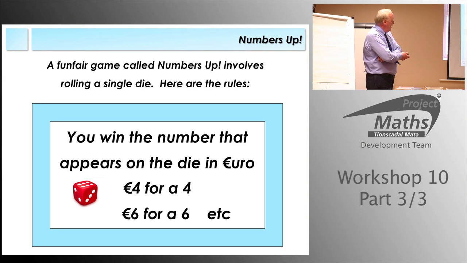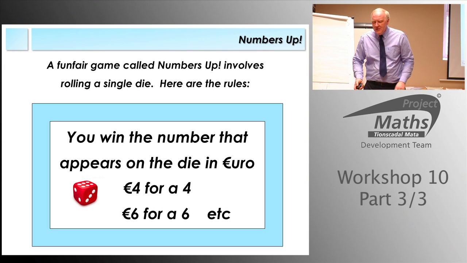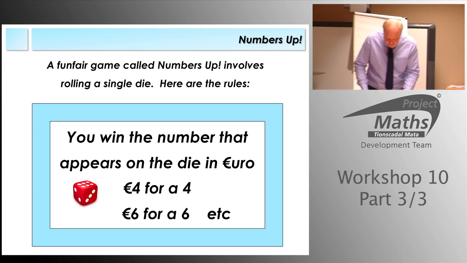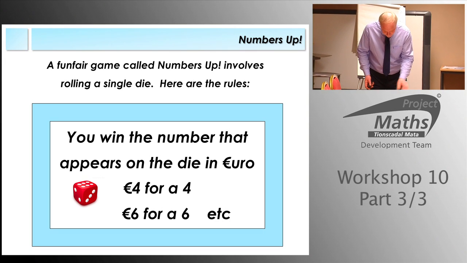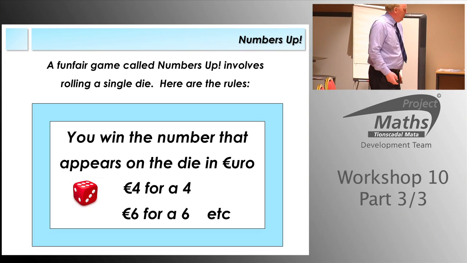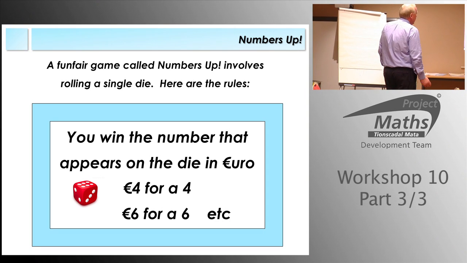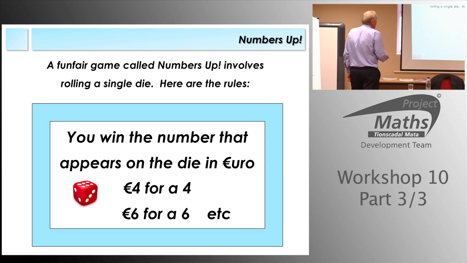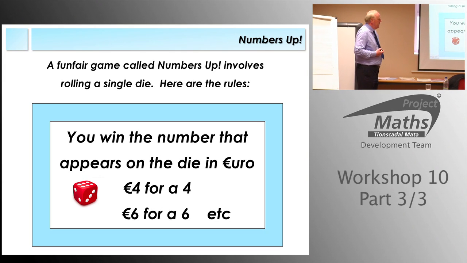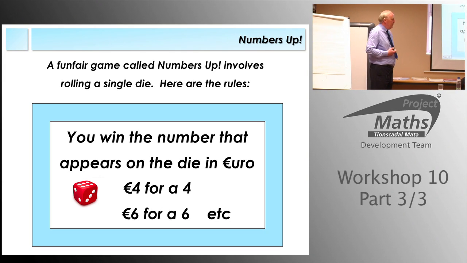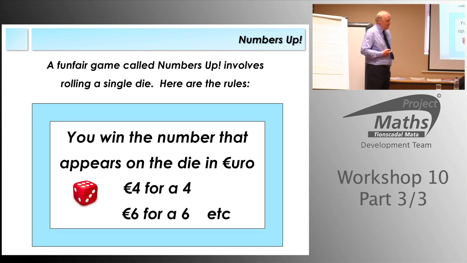Now, on page 10 in your booklet, there's a game called Numbers Up. It works like this. A fun fair game called Numbers Up involves rolling a single die. Here are the rules. You win the number that appears on the die in euro. 4 euros for a 4, 6 euros for a 6, and so on.